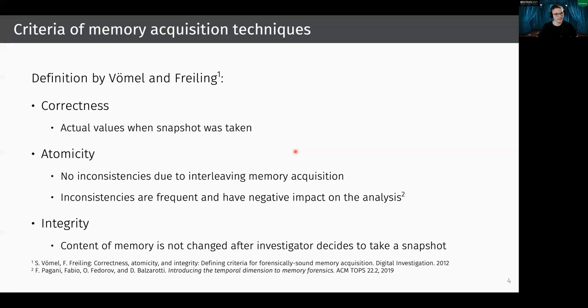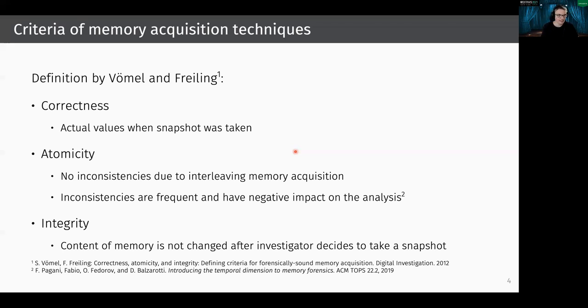In 2019, Pagani et al. also showed that these inconsistencies are kind of frequent and do actually have a negative impact on the analysis. The third criterion is integrity. This means the content of the memory shall, in the best case, not be changed by the memory acquisition tool.